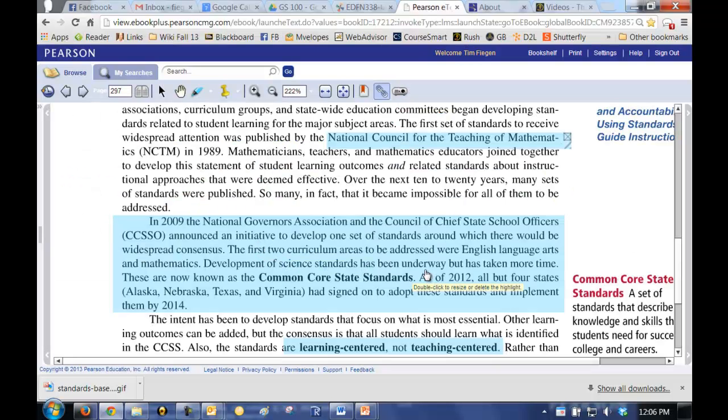Okay, they use this term, Council, National Governors Association. I assure you, the governors did not do this. There was some surrogates that did this. Same with the school finance officers, or school officers.